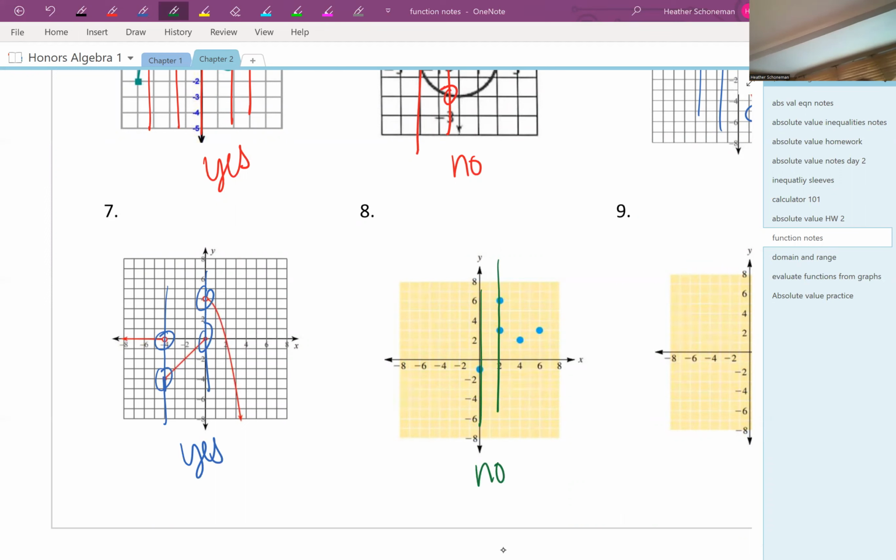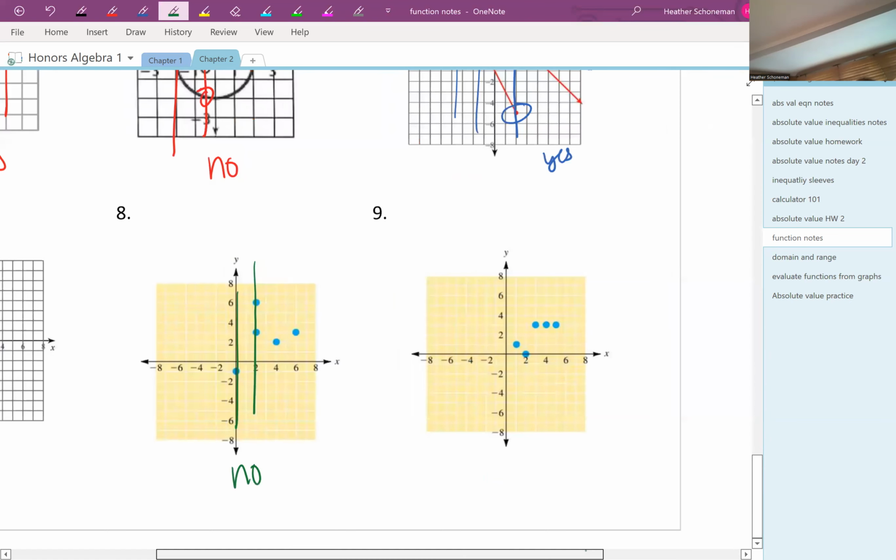Okay, so if I come over here, run the vertical line, 1 point, 1 point, 1 point, 1 point, 1 point. It's always 1. So that's yes.